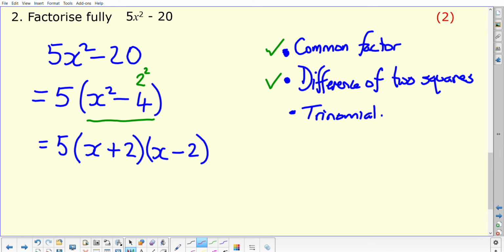Now, to get the marks here, you would have 1 mark for doing the common factor, 1 mark for splitting up into the difference of 2 squares.